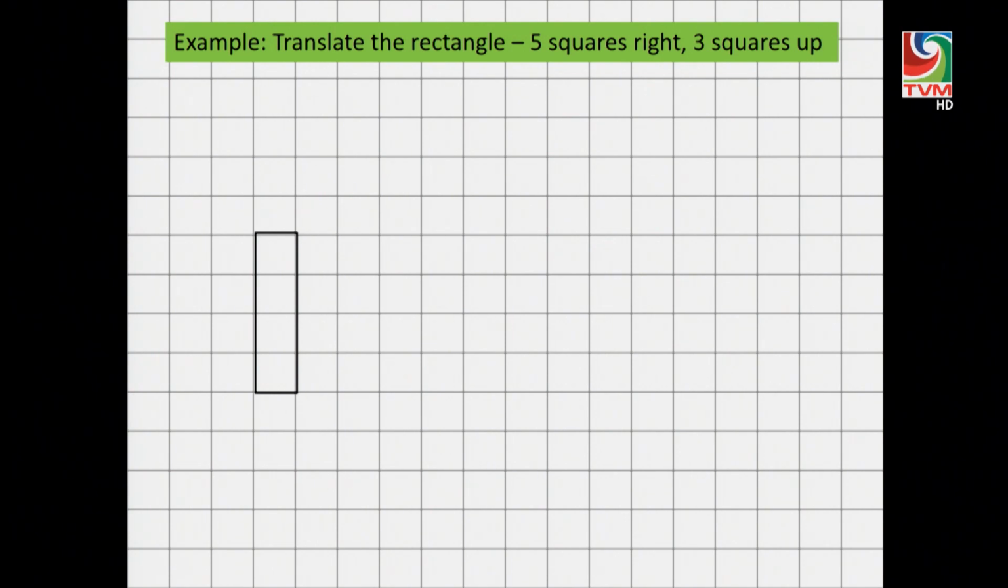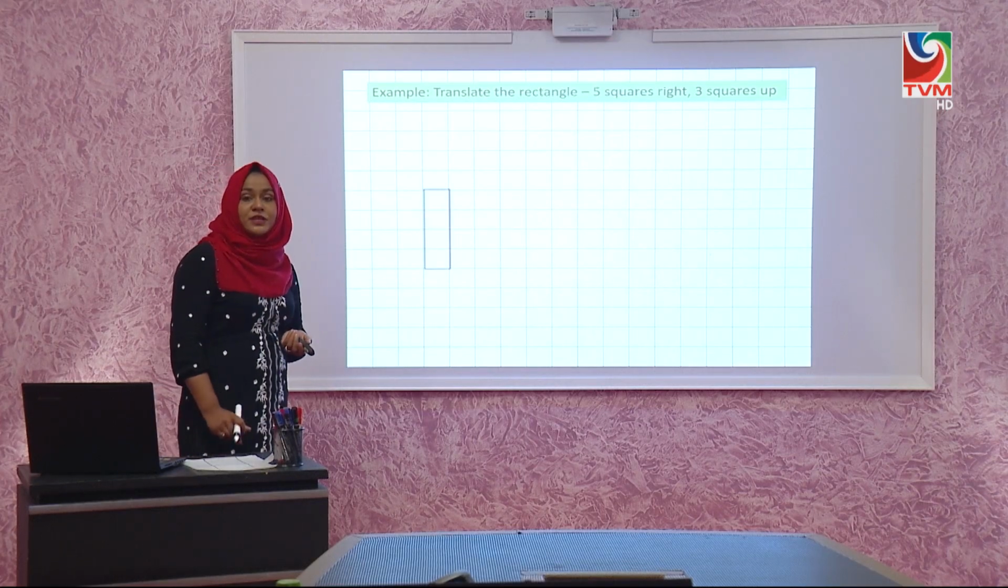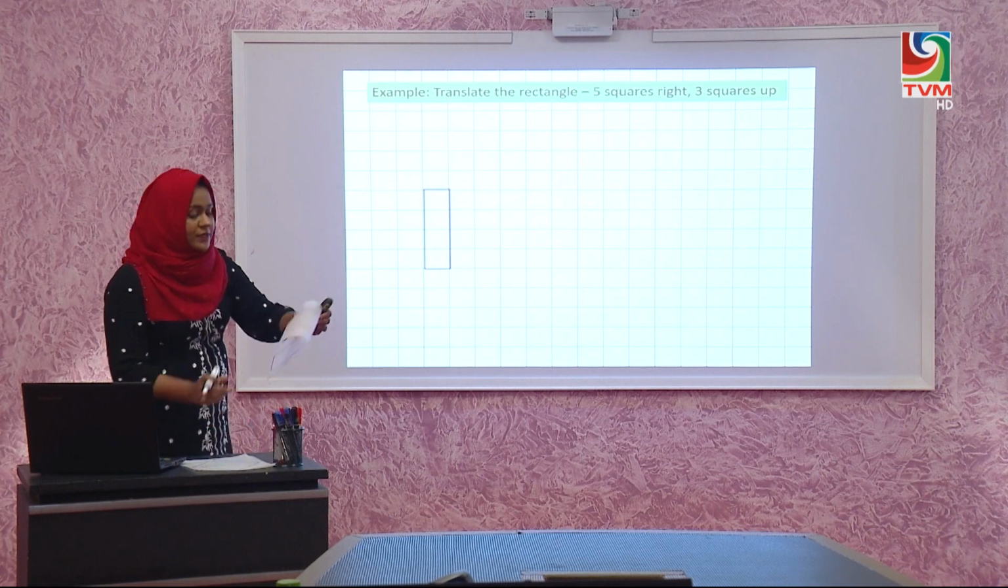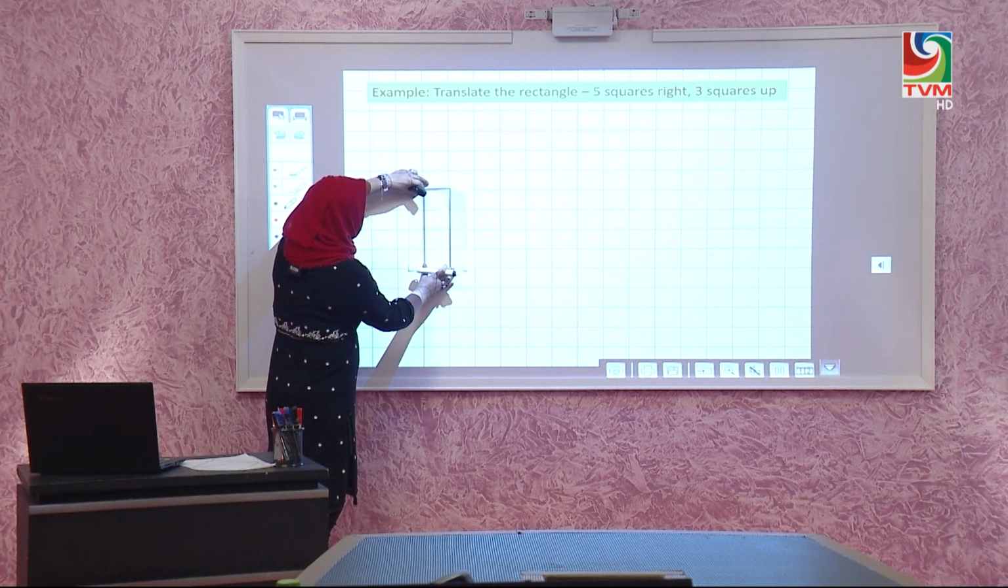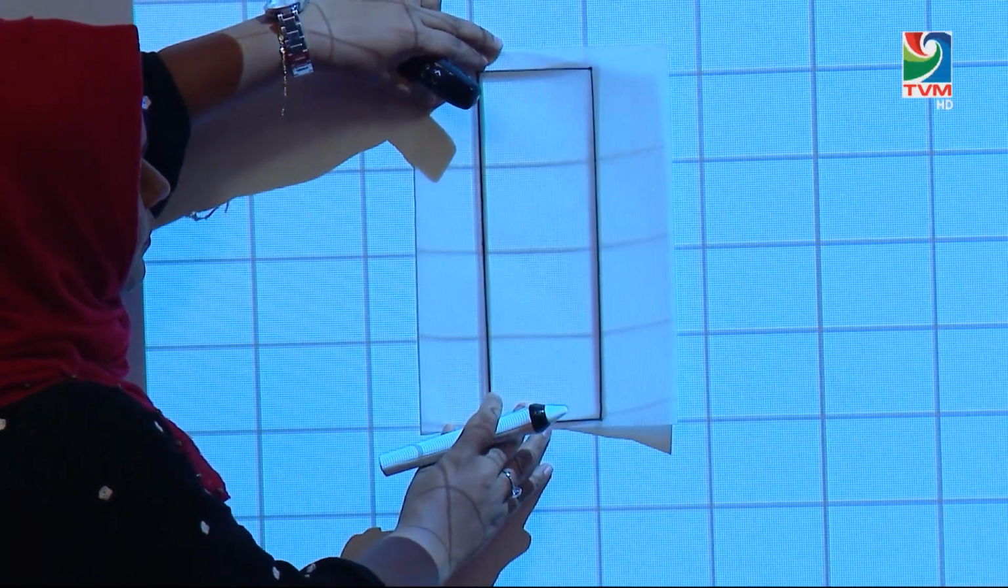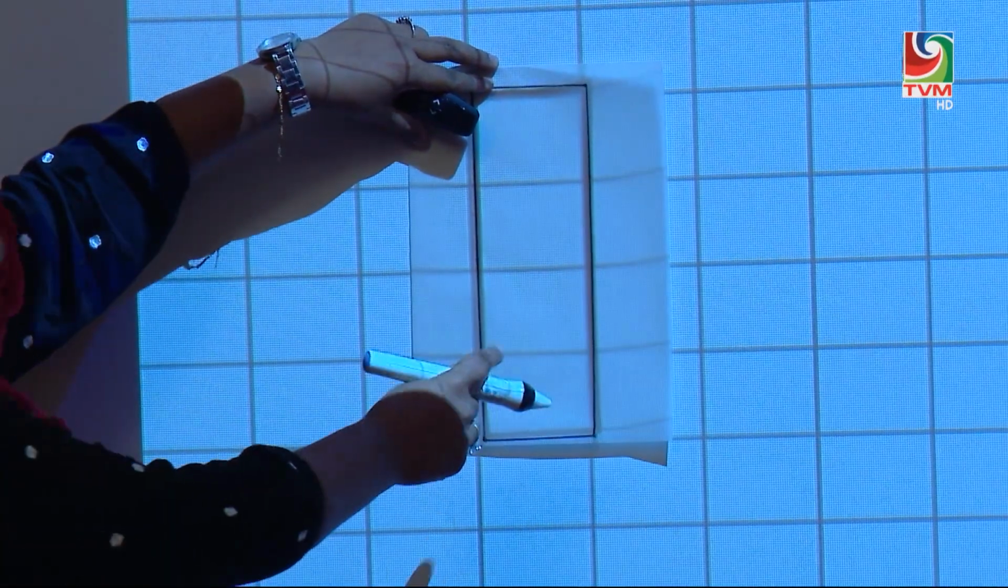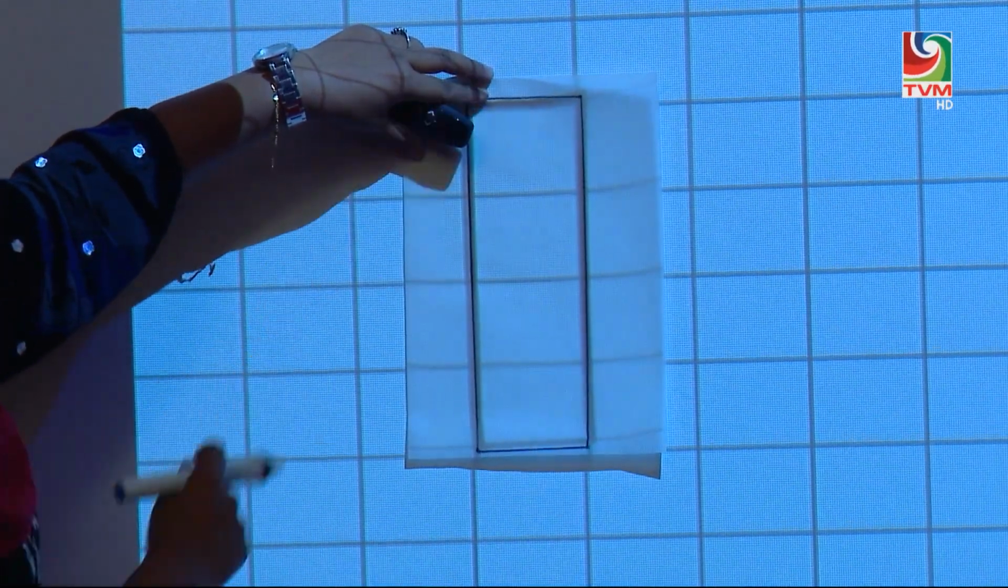The object given here is a rectangle. Before the transformation occurs, we call the shape the object. The object is the rectangle here. We have to translate this shape 5 squares to the right and 3 squares up. To translate a figure, we use 2 methods. The first method is to translate using tracing paper. Keep the tracing paper on the object, draw the outline of the shape, and move the tracing paper 5 squares right, 3 squares up.